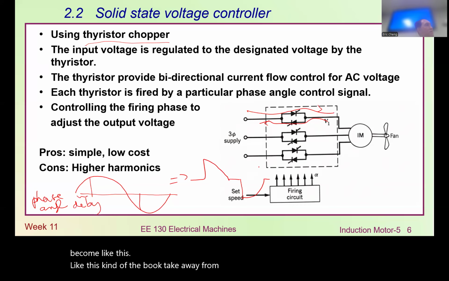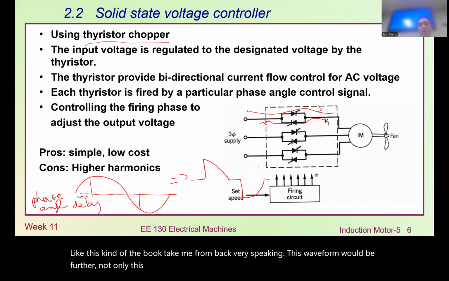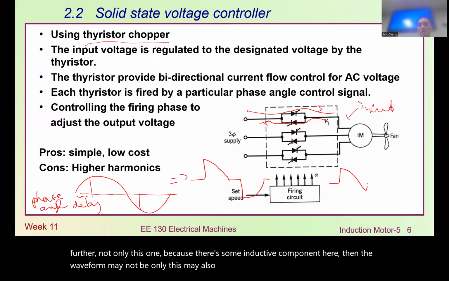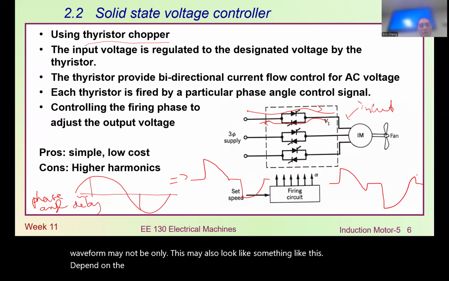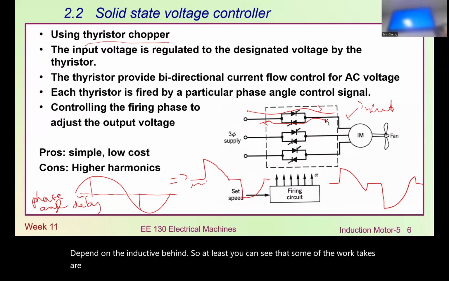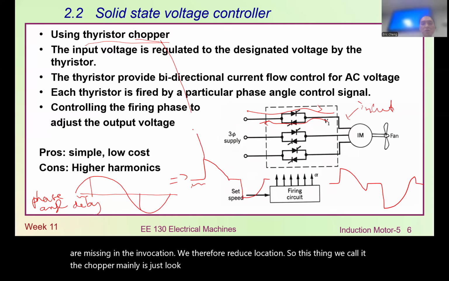But strictly speaking, this waveform will be different, not only this one, because there is some inductive component here, so the waveform may not be only this, it may also look something like this, depending on the inductor behind. At least you can see that some of the voltage is missing from the input voltage. We therefore reduce the voltage. This is what we call the chopper; it looks like it is chopping the voltage on the input side to reduce the voltage.